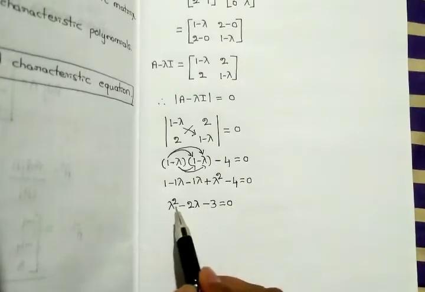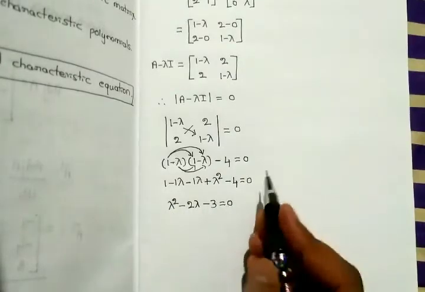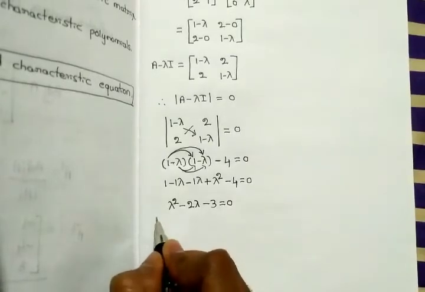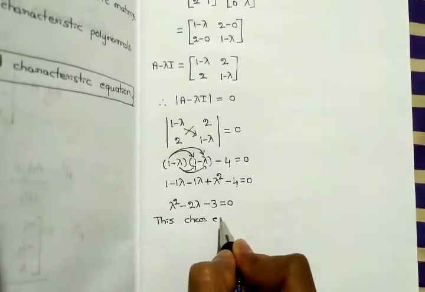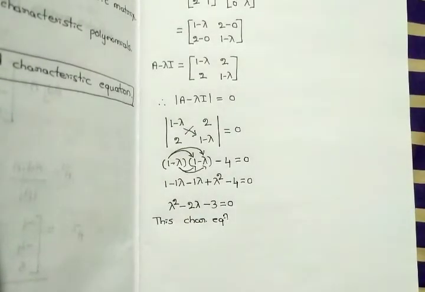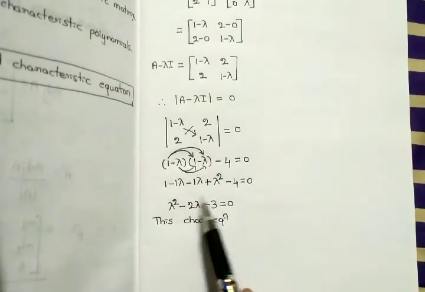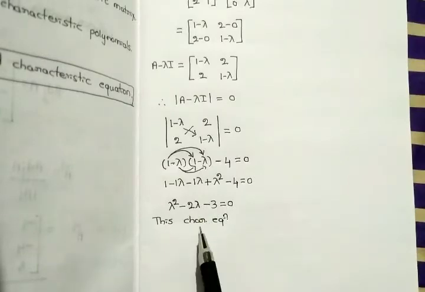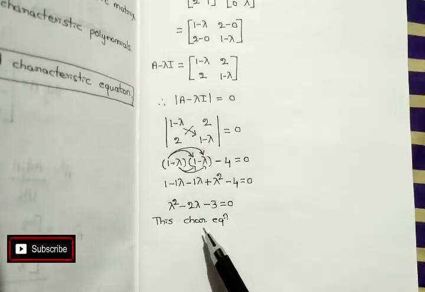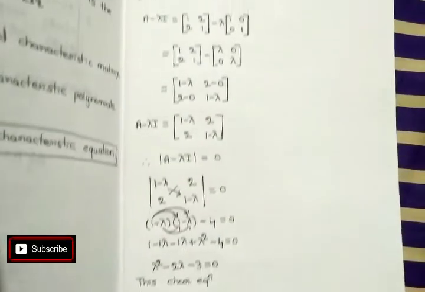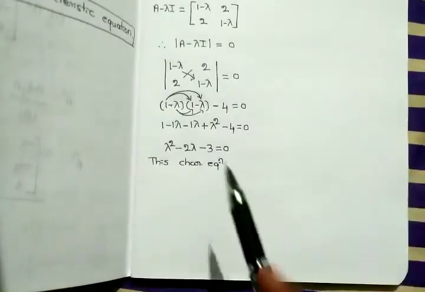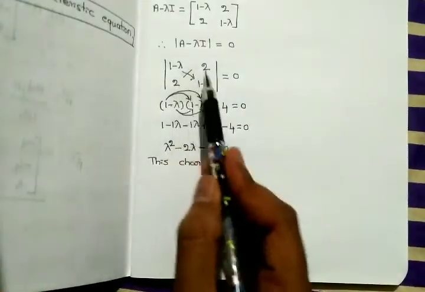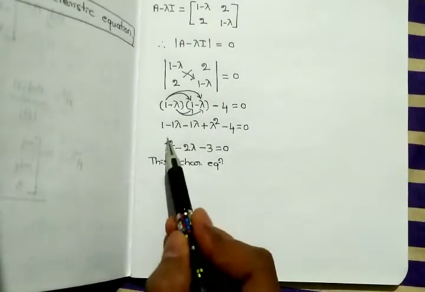This equation is nothing but the characteristic equation. You have to write here, this is the characteristic equation. After simplification, whatever equation you get is the characteristic equation. Once we get this characteristic equation, the next step is to find the roots.